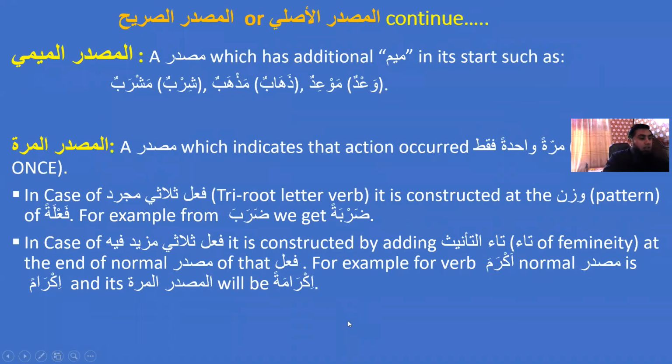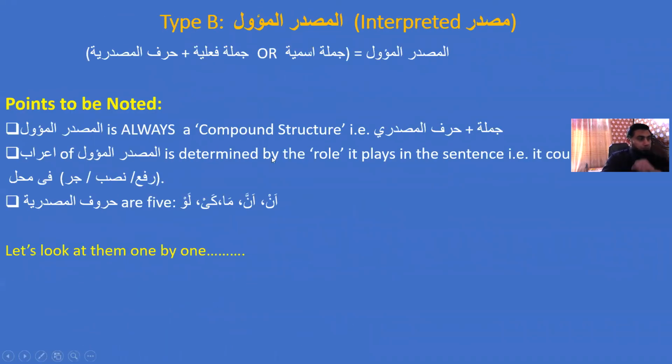Now let's see that one. So al-masdar al-muawwal: the first part is harf al-masdariya and the second part is a jumla. The jumla could be ismiya, or it could be fe'liya. That is the description of al-masdar al-muawwal. And then points to be noted. Point number one is that al-masdar al-muawwal is always a compound structure, i.e., it will always be harf plus jumla. It will never be one; it will always be these two things together.